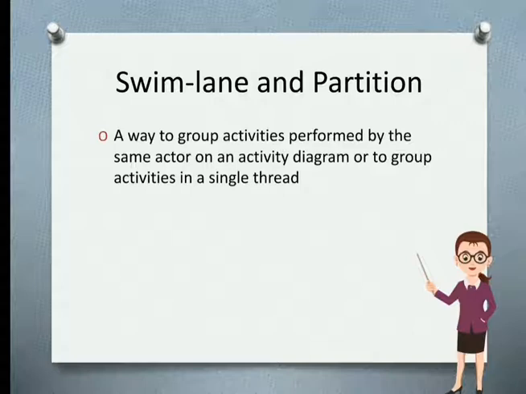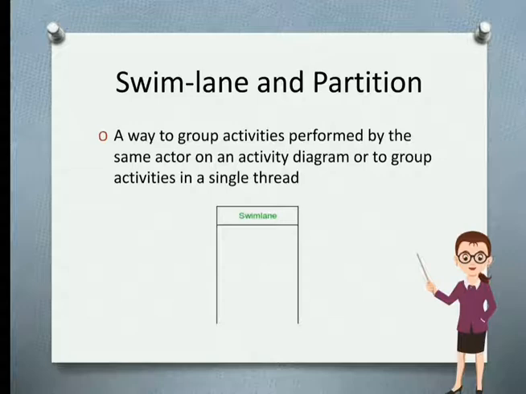Activities that are performed by different actors are represented in their lanes. To group activities performed by the same actor in an activity diagram, we use a swim lane. This is the notation of a swim lane. In swimming, the lanes are there, right? In that particular lane only that particular swimmer swims.